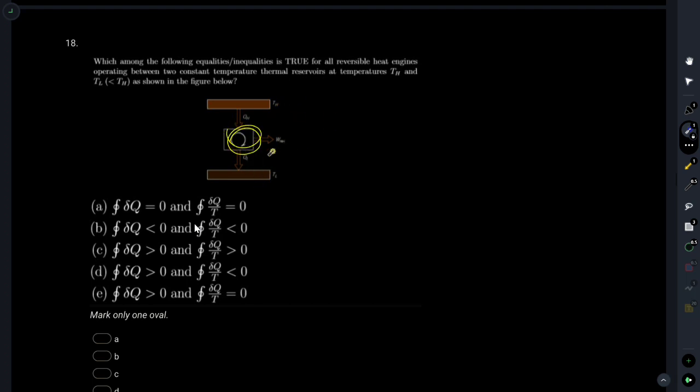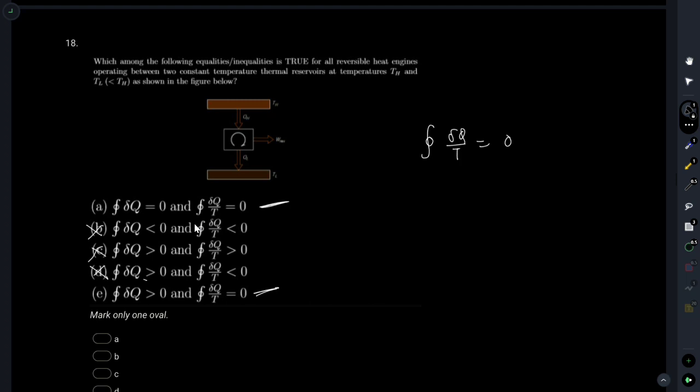For this particular cyclic device, obviously a heat engine is a cyclic device, and during this cycle, what is the relation? We are talking about the reversible heat engine, and for the reversible heat engine, from the second law of thermodynamics, we know the cyclic integral of del Q by T should be equal to 0, right? That simply means these three statements are wrong, so maybe this is correct or maybe this is correct.